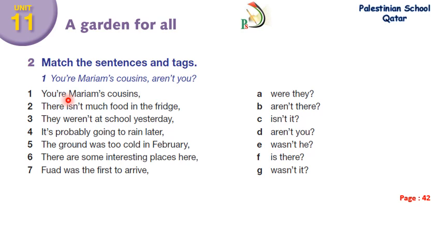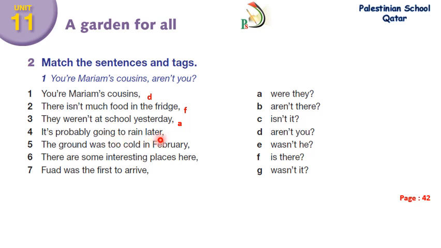You are Mariam's cousins. Did you guess the answer? Yes, very good. D, aren't you? Number 2. There isn't much food in the fridge. Did you guess? Yes, very good. F, is there? They weren't at school yesterday. A, were they? They weren't at school yesterday, were they?